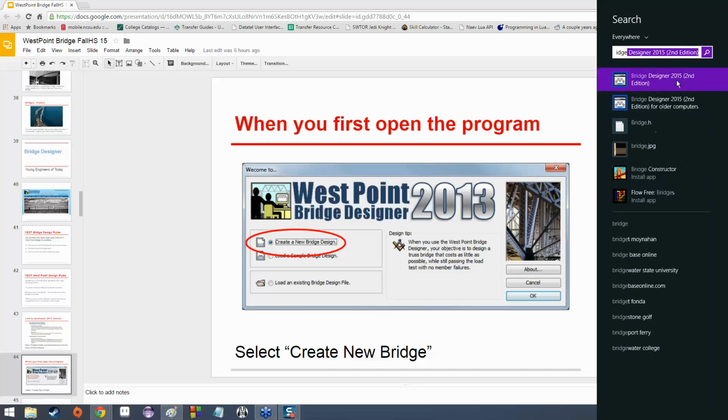Confusingly, it's just called Bridge Designer 2015. West Point doesn't feature into the name at all, so if you're like me on Windows 8.1 or whatever and you have to do a search for it, typing in West Point is not going to turn up anything. You've got to type in Bridge Designer 2015, or maybe just start typing Bridge and it'll come up.